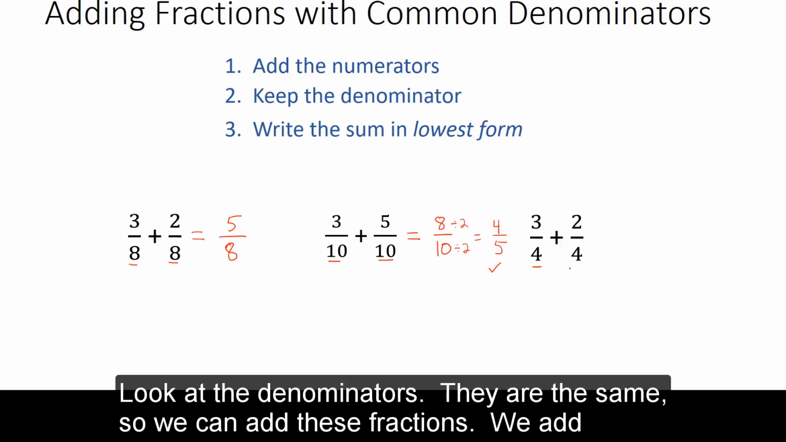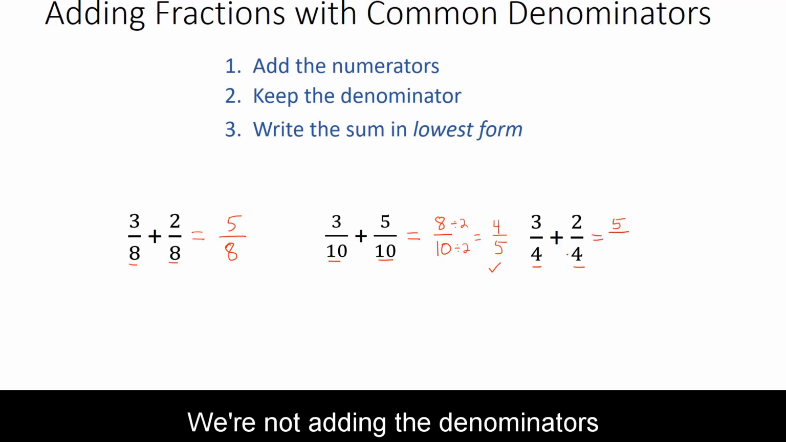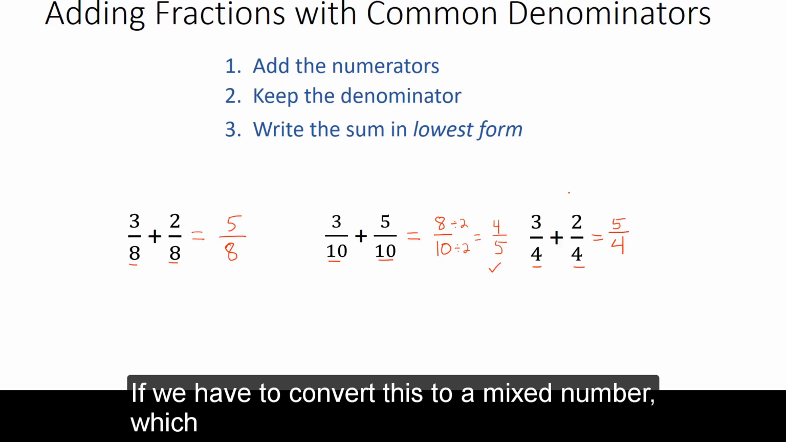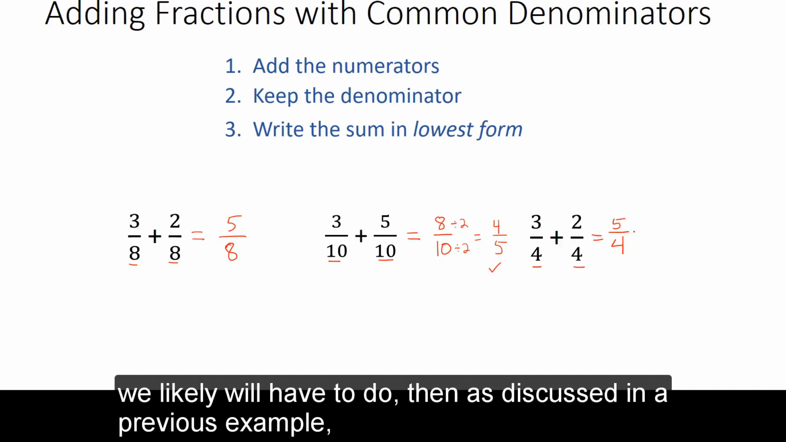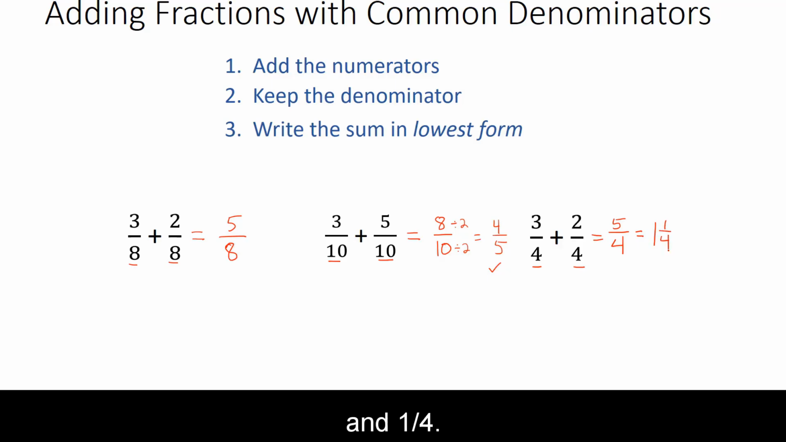Again, look at the denominators. They are the same, so we can add these fractions. We add the numerators. 3 plus 2 is 5. We're not adding the denominators, so don't do that. So just keep the denominator. And then take a look. If we have to convert this to a mixed number, which we likely will have to do, then as discussed in the previous examples and previous sections, the answer would be 1 and 1/4.